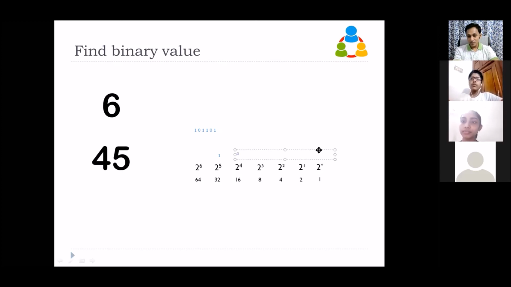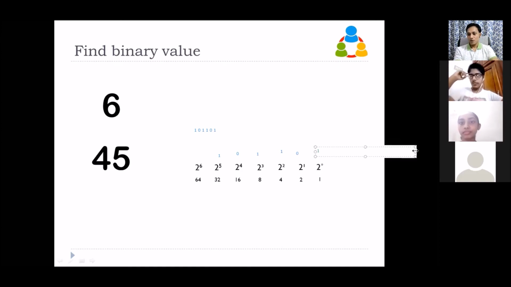Right? Now the next one, can this be 1? Yes, it can be. 32 plus 8 is 40 only. So we put this as 1. Now can this be 1? Yes, 40 plus 4 is 44, and this can also be 1. That is 44 we have now reached. Can this be 1? No, 44 plus 2 is 46, so we don't have that much value. So this is 0. Right? You all get this? Yes. So now the last one is 1.